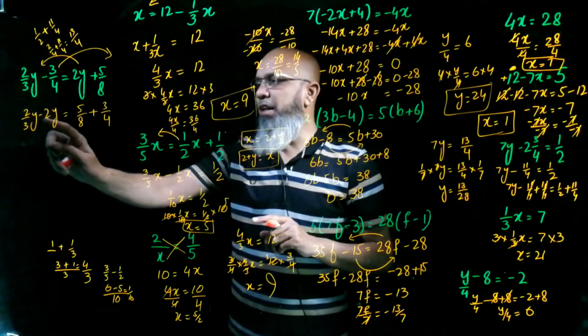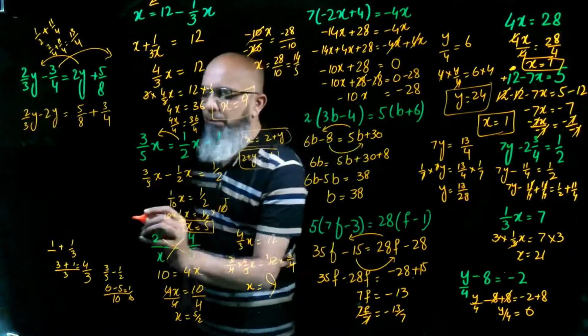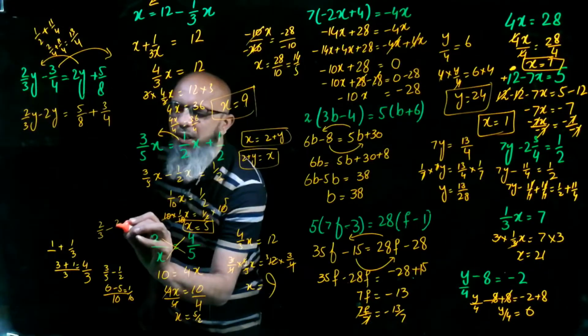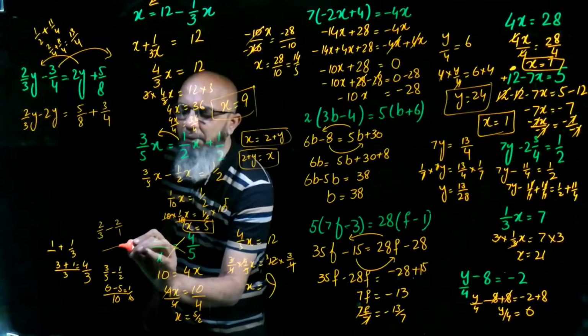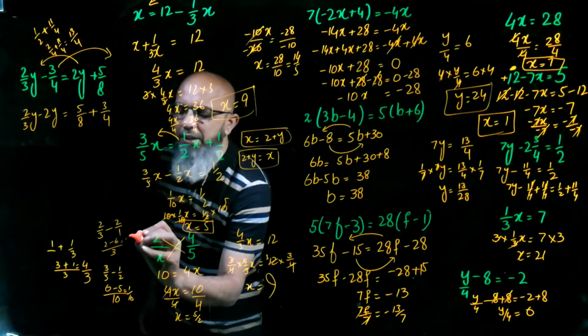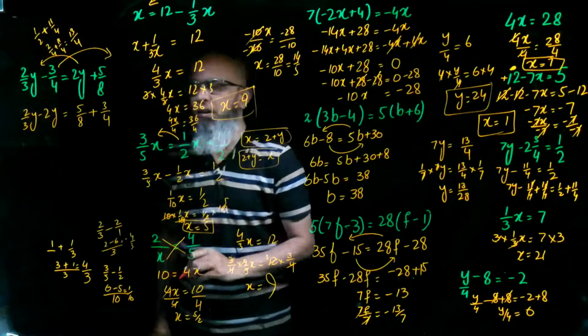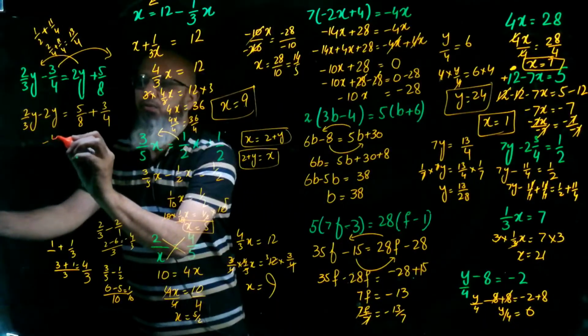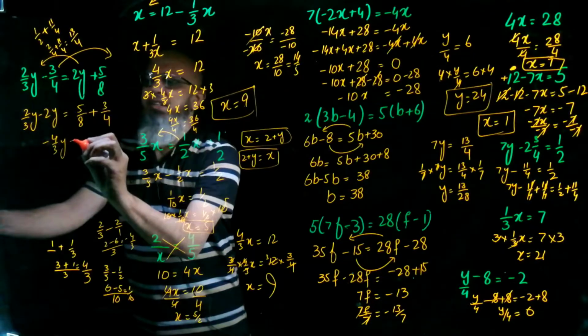So 2 over 3 minus 2, right? We have to solve it now. Here we have 2 over 3 minus 2. What is the denominator? That is 3. So what will be the LCM? That is 3. So 2 minus 3 2s are 6. We will get minus 4 over 3, right? The sign of the larger value again here. Minus 4 over 3 y is equal to.